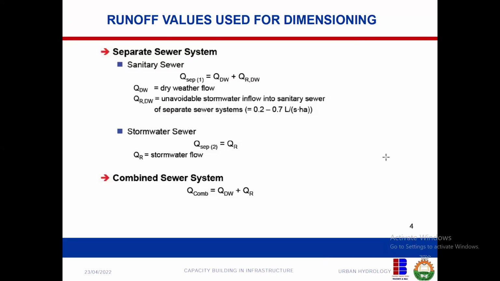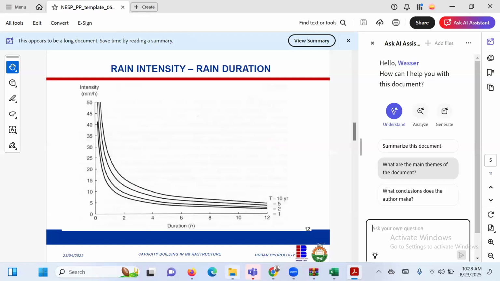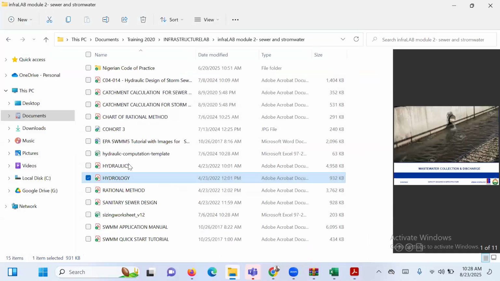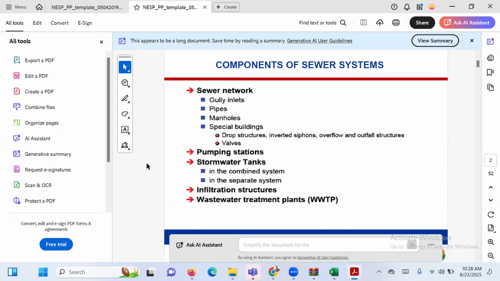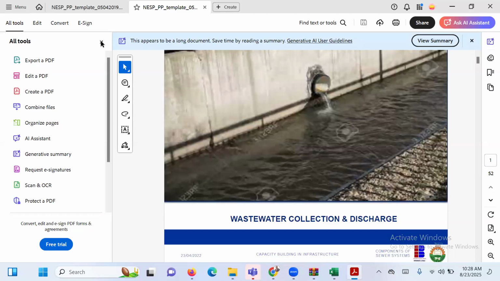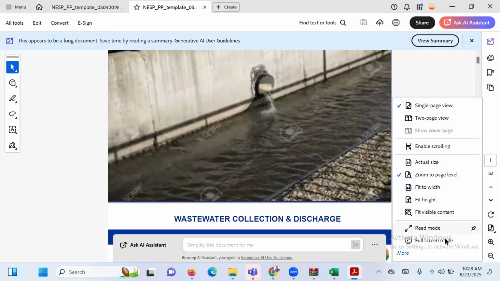So we'll start with wastewater discharge and collection. Let me start with hydraulics. Okay, so let's start with the hydraulics, so open the material for hydraulics.